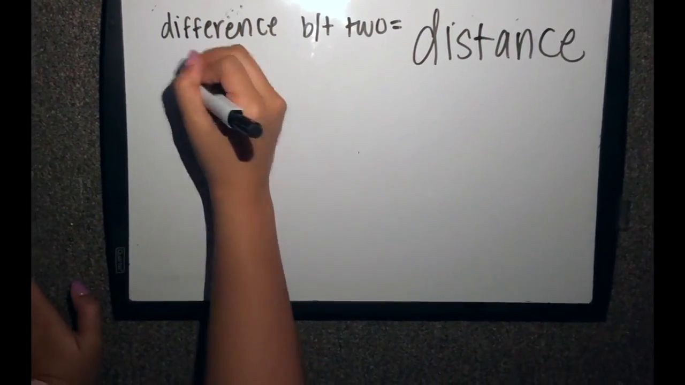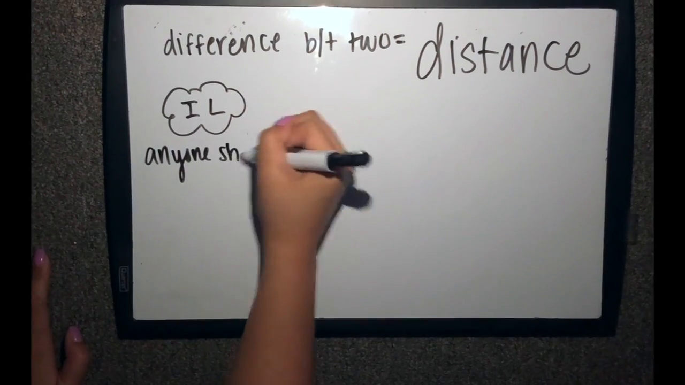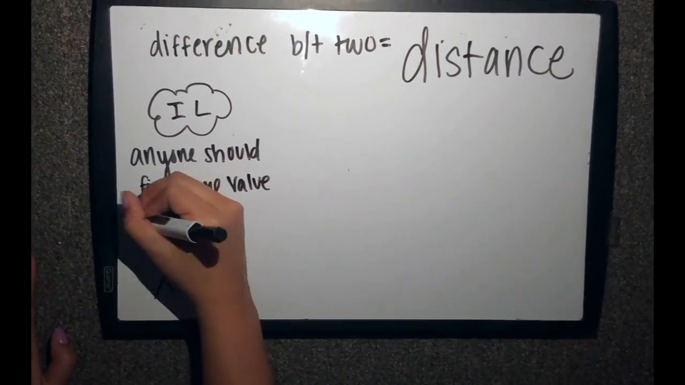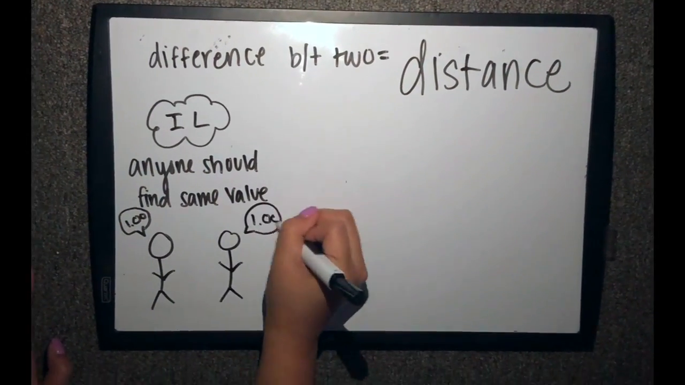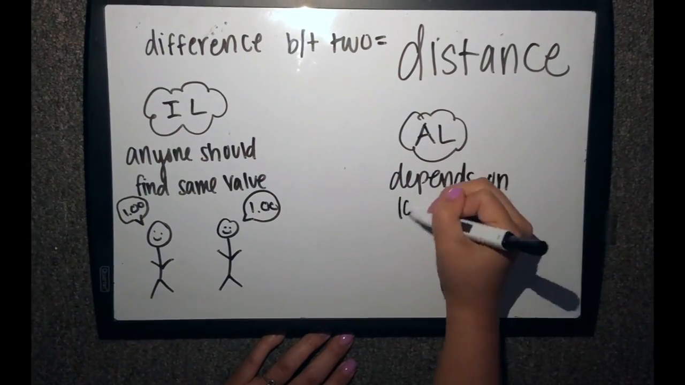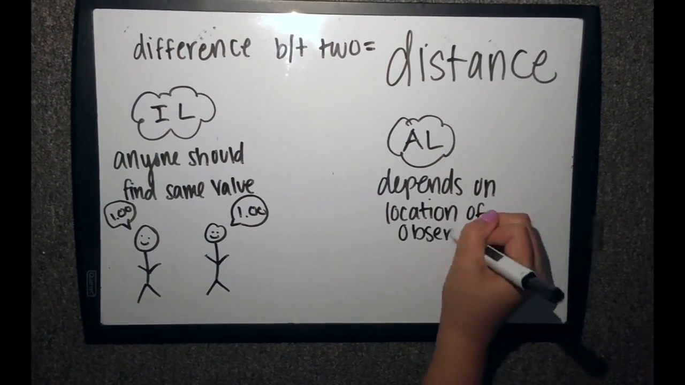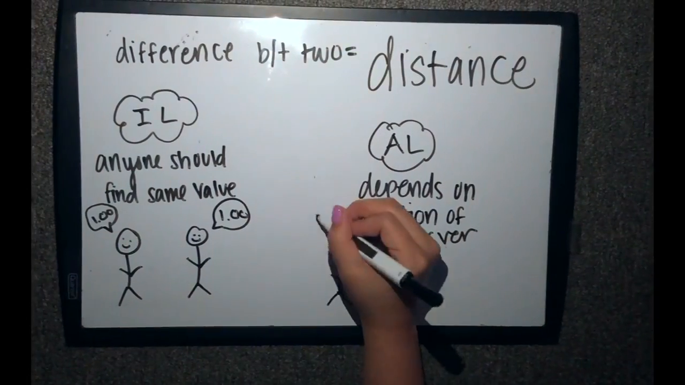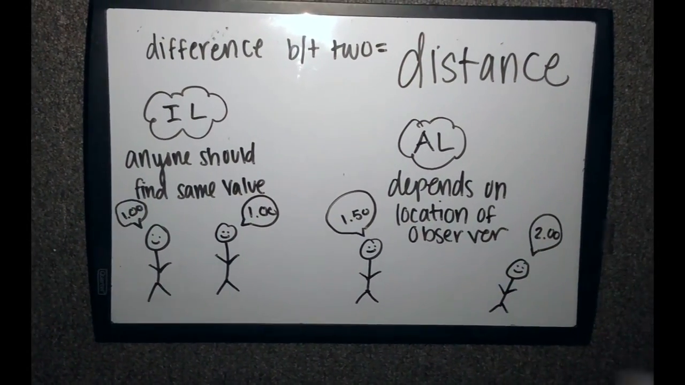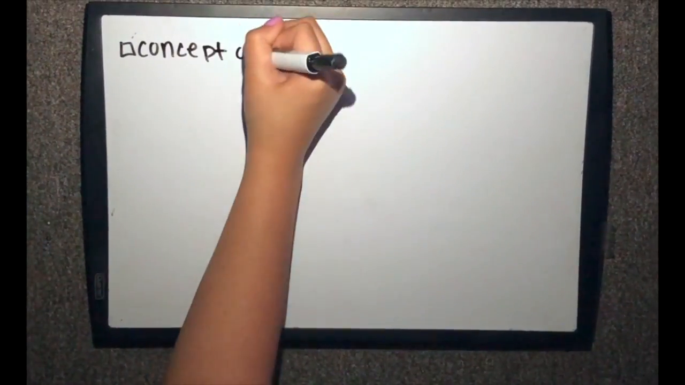In intrinsic luminosity, anyone who is measuring the brightness of the star should find the exact same value, no matter their distance or where they're located. However, in apparent brightness, it depends on the location of the observer. So one person may have a different apparent brightness for a star compared to what the other person may have on a different side or a different distance.